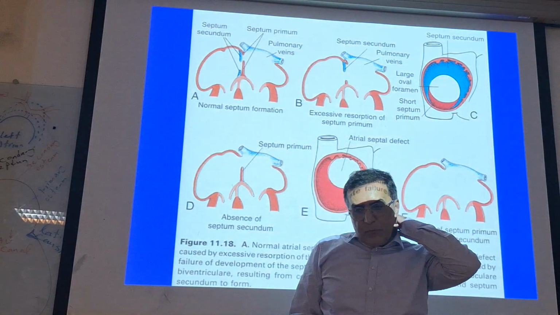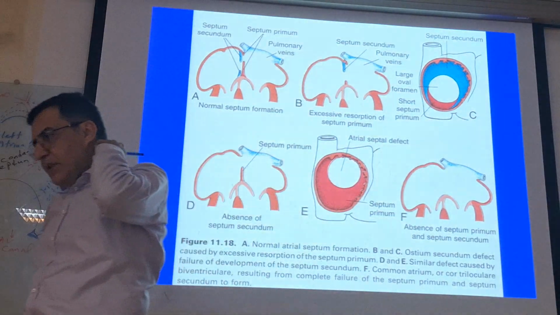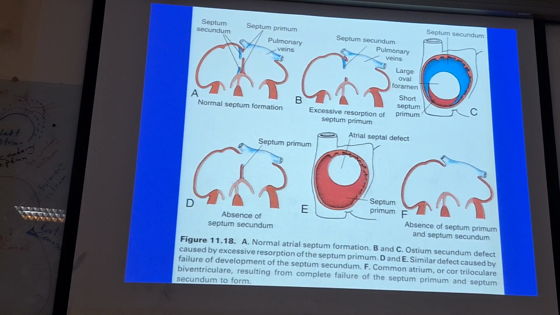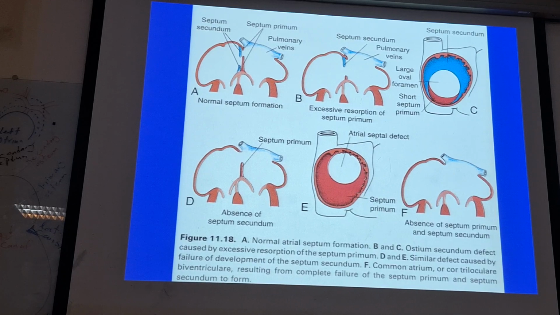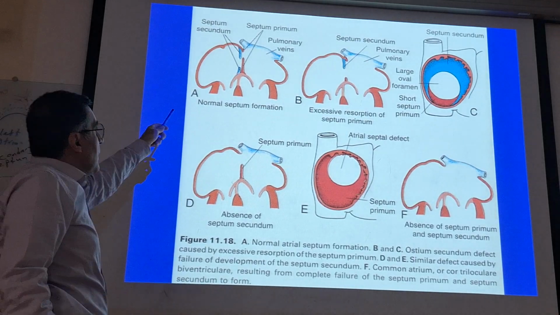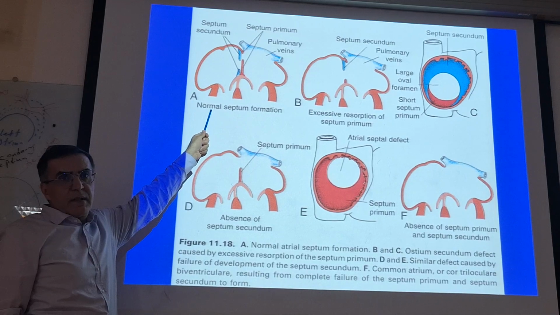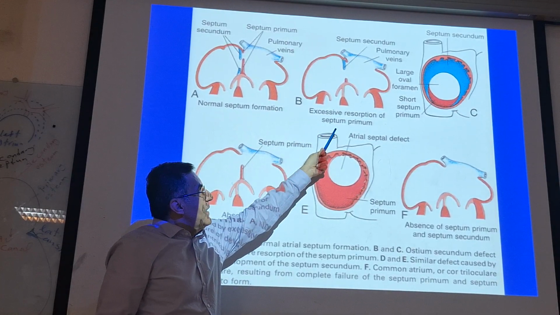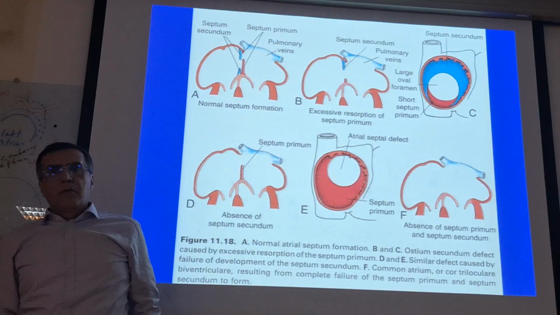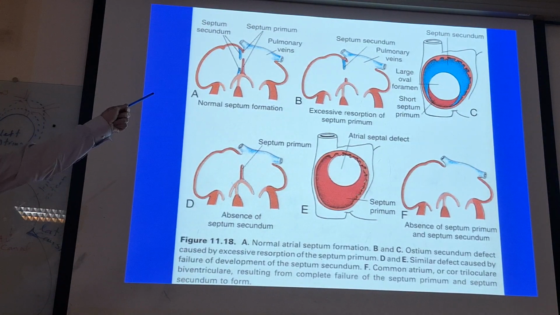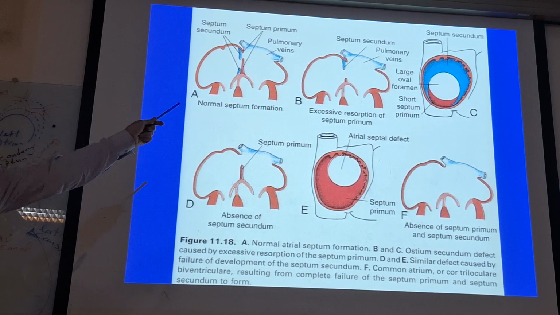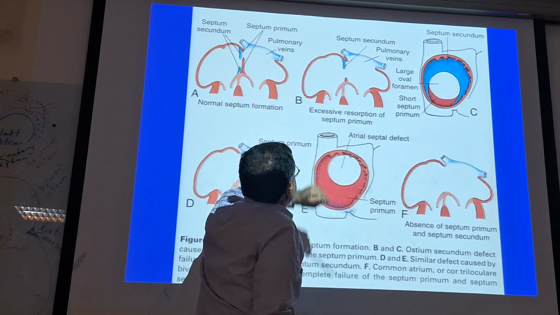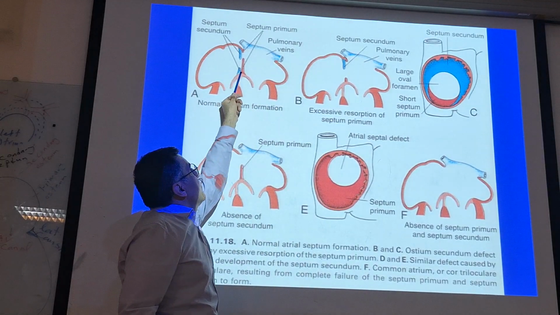Okay, we have some abnormalities you can see in the pictures. During the formation of the septums, sometimes we have some abnormality. For example, this is a normal septum formation, the A1. The B, excessive resorption of the septum primum. As a result, here we have an interatrial defect. Compare this B to A. Look at the red colors.